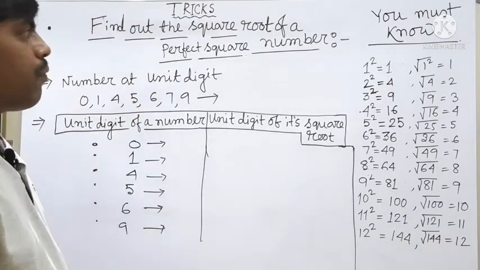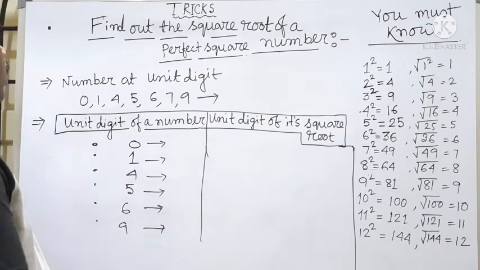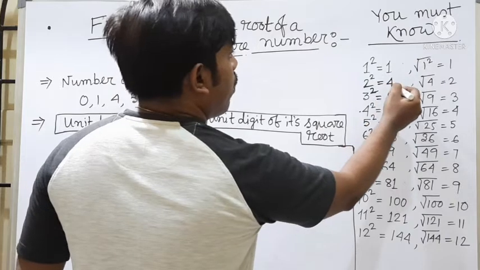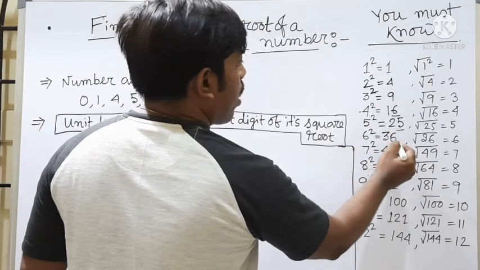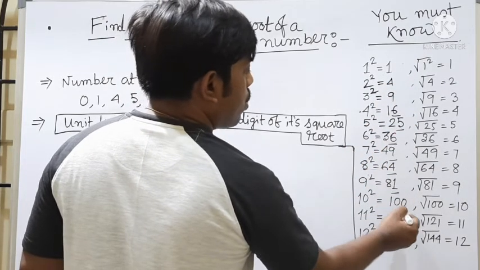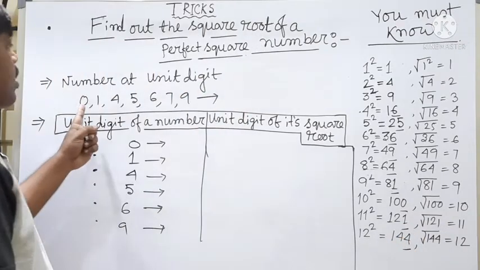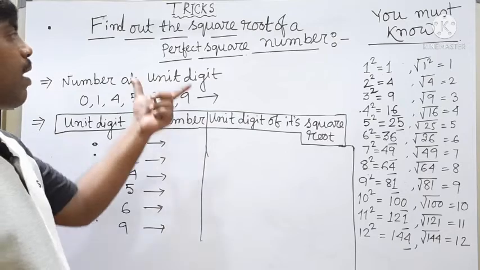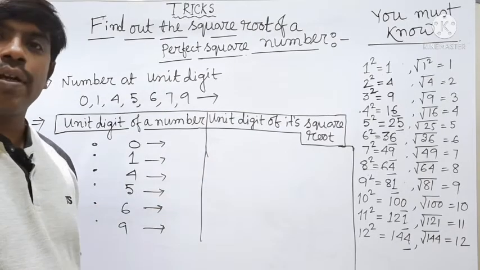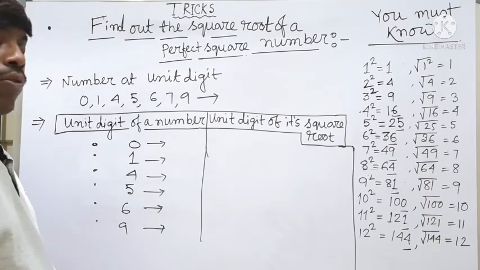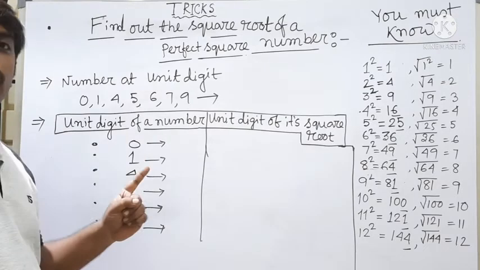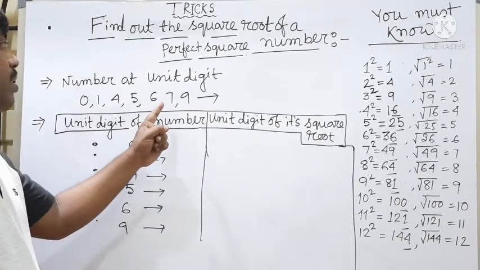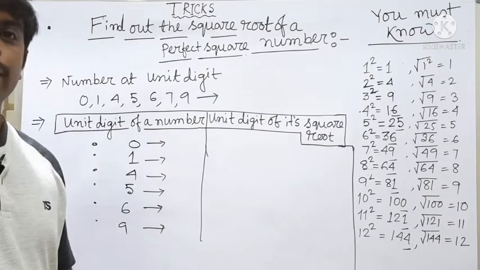Now you can look at the number at the unit digit: 1, 4, 9, 6, 5, 6, 9, 4, 1, 0, 1, 4. If these numbers are in the unit digit of a number, then the number will be called a perfect square number. Then what will we learn? If the unit digit of a number is 0, 1, 4, 5, 6, 7 or 9, then the number will be a perfect square.